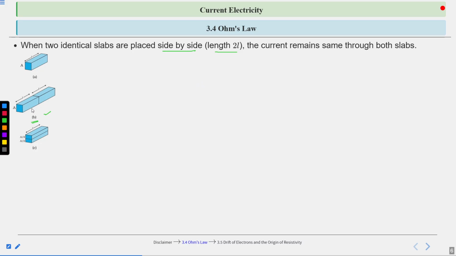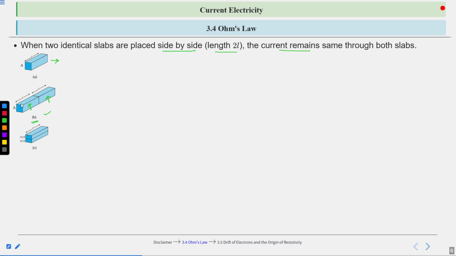Why does the current remain the same? Because when we took this single slab, the number of electrons in this slab is constant, so the current through this slab will be I. Now these two slabs are placed side by side. The number of charges in this slab and in this slab is the same because they are identical. So the current flow through both slabs will be equal to I. The current flow will not change. Current remains the same throughout both slabs.